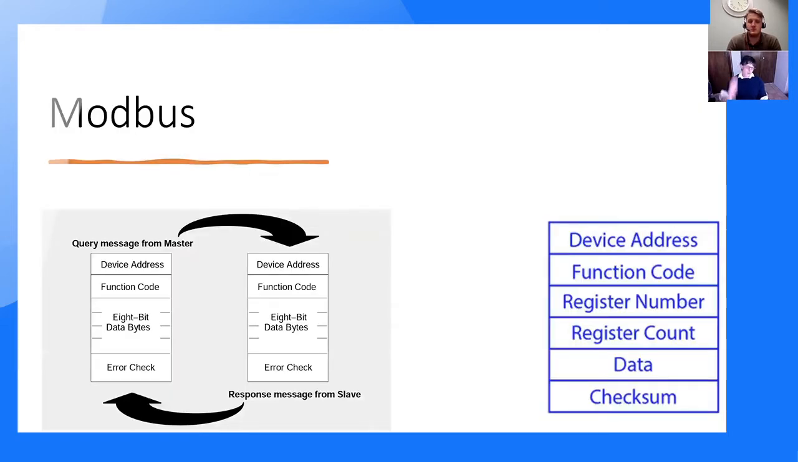So the way Modbus works is quite interesting. Essentially, it's a very simple protocol. It consists of a bunch of data packets which are sent from a master and received by a slave. And each of those packets contains a device address, a function code, a register number, a register count, some data, in our case this would be temperature, and a checksum, which tells you if there's been any errors in the communication process.